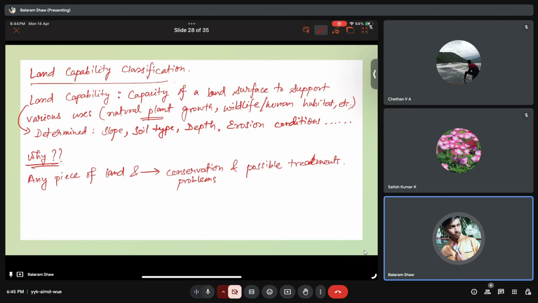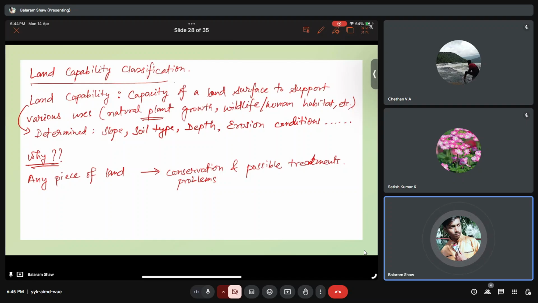If land is very bad, what kind of conservation problems does it have? So after knowing that, we can have some possible treatments for those kinds of land classes, right? So for that, we need to have this land capability classification. Okay.